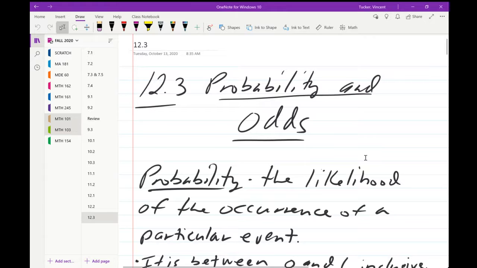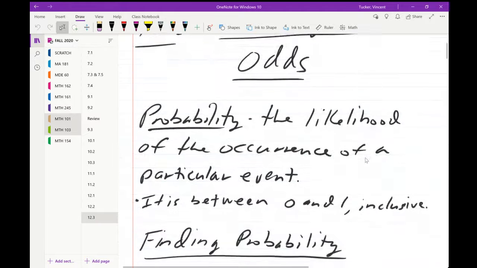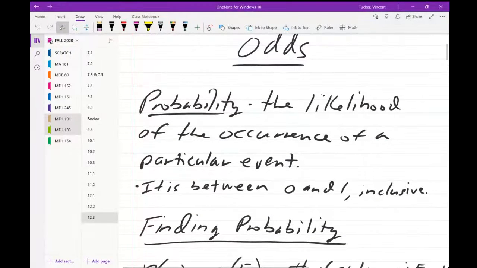Turn to notes. So probability is the likelihood of the occurrence of a particular event, and it's always between 0 and 1 inclusive. That means it can be equal to 0 or it can be equal to 1.